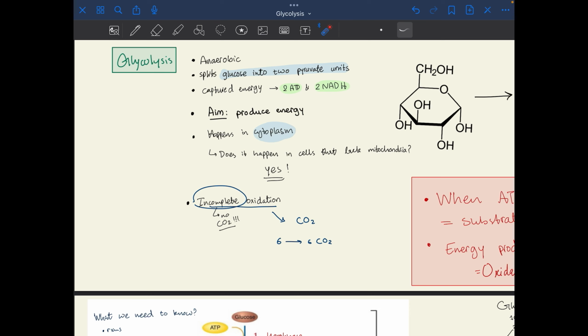And also glycolysis is considered to be incomplete oxidation. What does that mean? Oxidation is when we are breaking the molecule and getting CO2 from each carbon. So for example, if we have a molecule that contains 8 carbons, we need to have 8 CO2. Or 6, we need to have 6 CO2 in the case of glucose. But here, this will not happen. So no CO2 will be released, alright? But we will break the molecule and we will get energy.